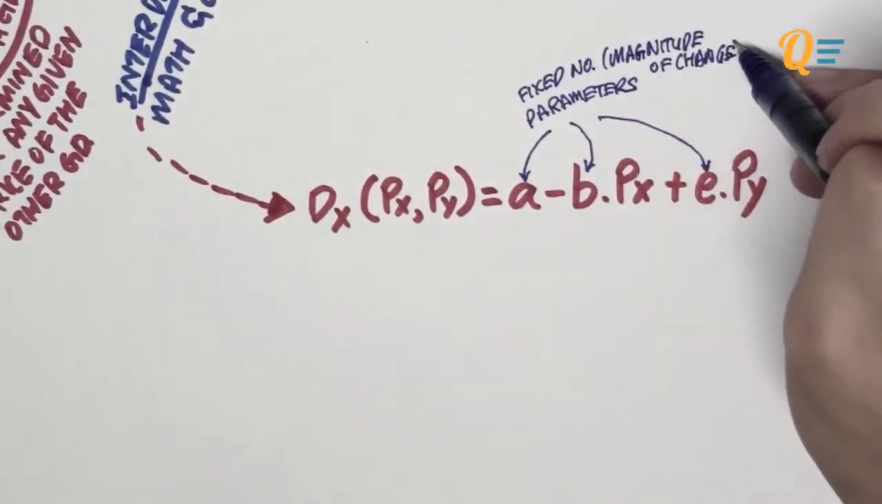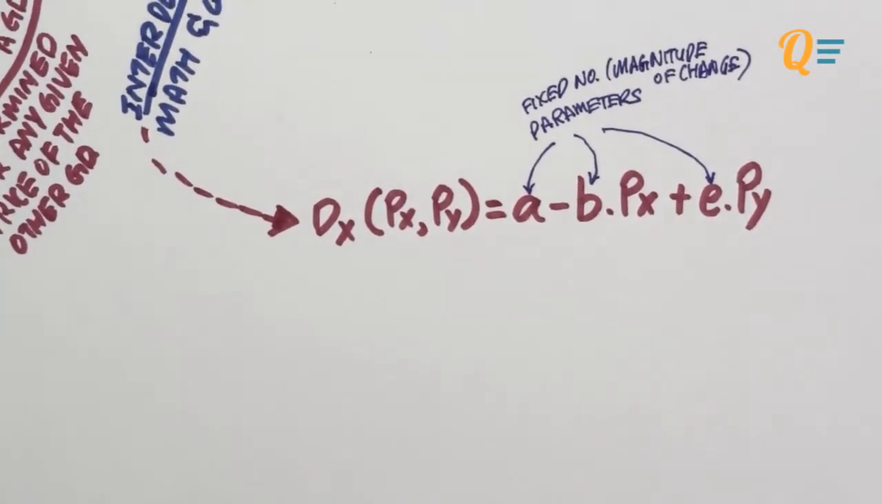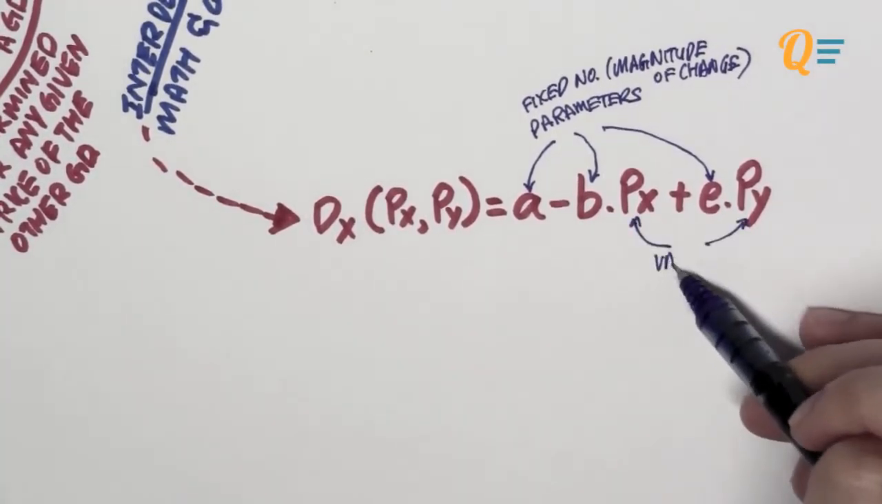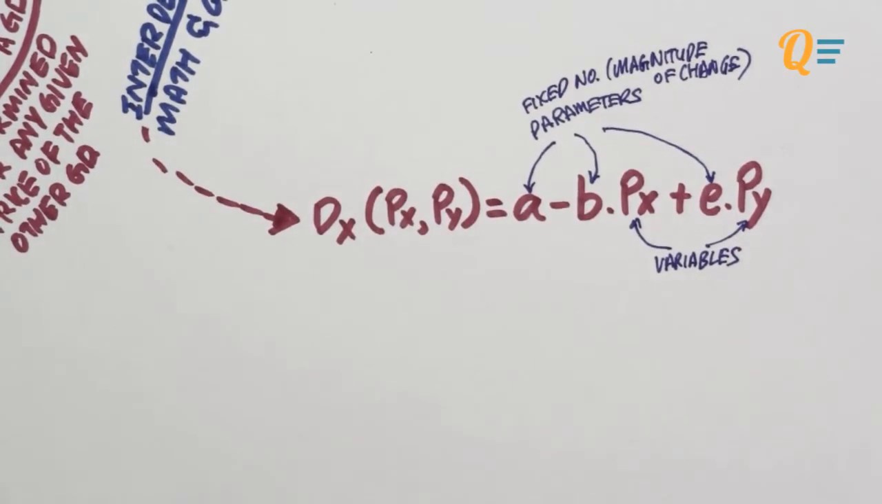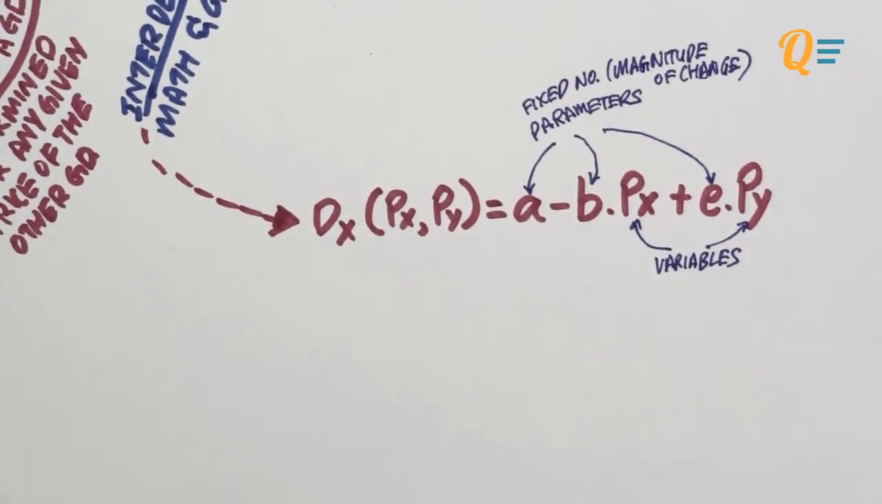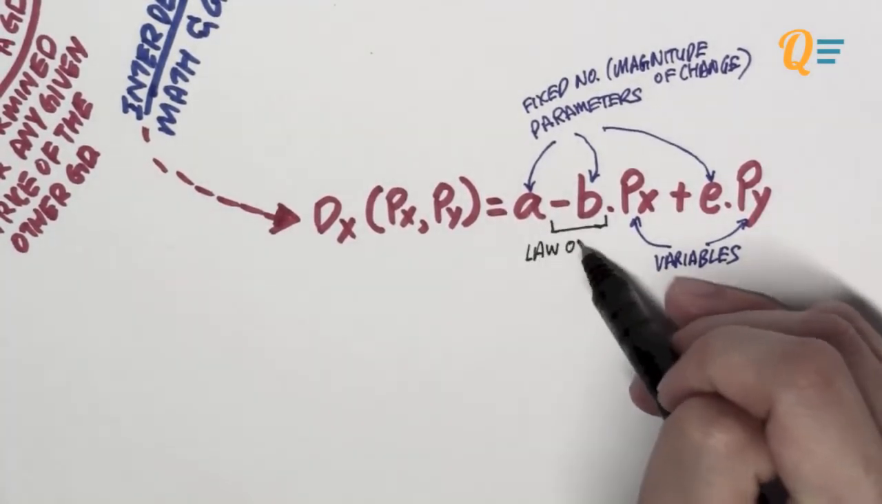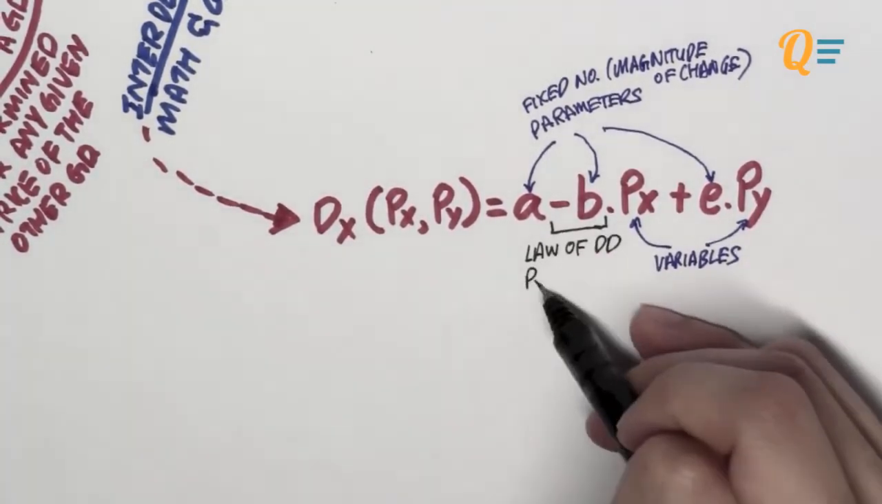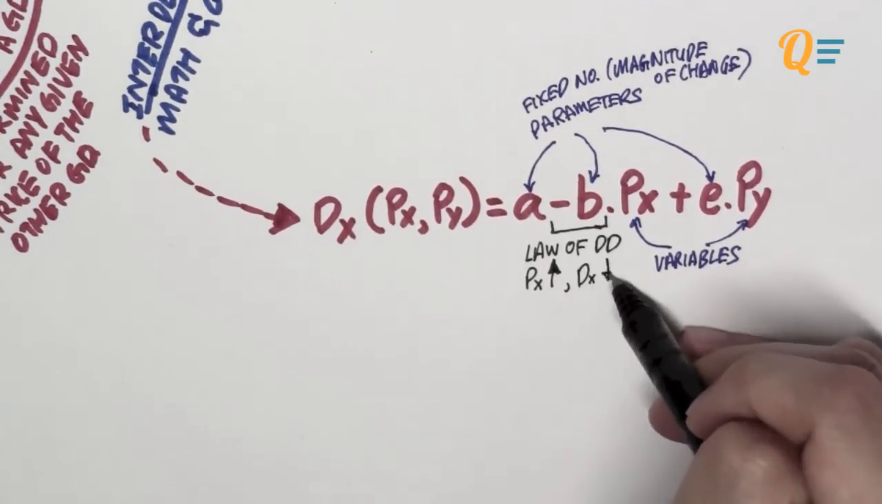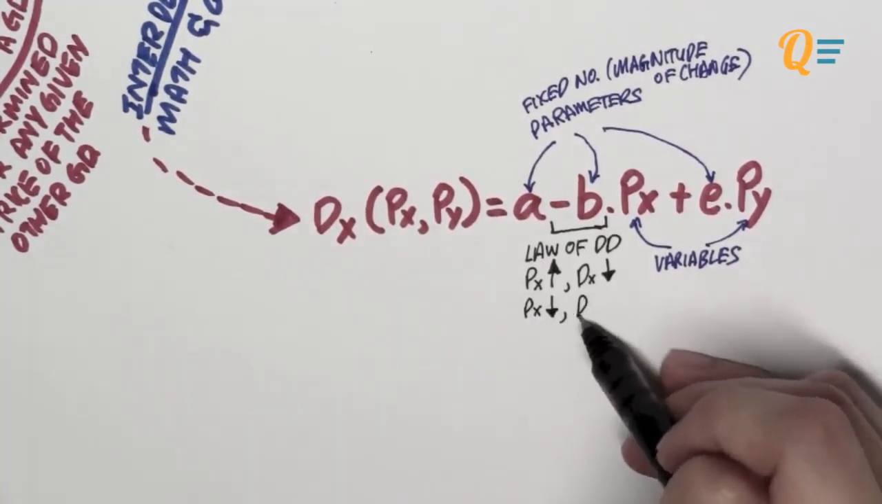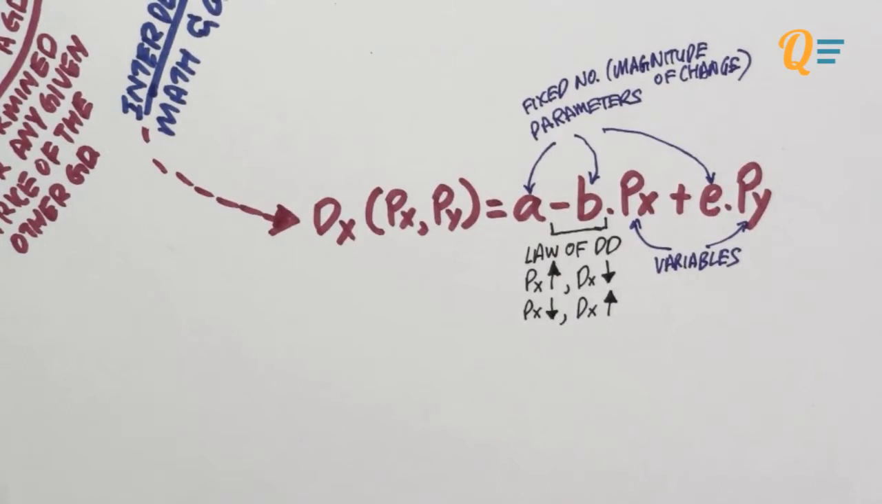So these fixed numbers actually tell you the magnitude of change that happens to the demand for good x when the price of x or price of y changes. And price of x and price of y here are variables which are determined by the market. So look at negative b here. This is the law of demand. See, when the price of x increases, obviously the demand for x will decrease, and if you go the other way around, then the demand for x will go up. So that is the law of demand.